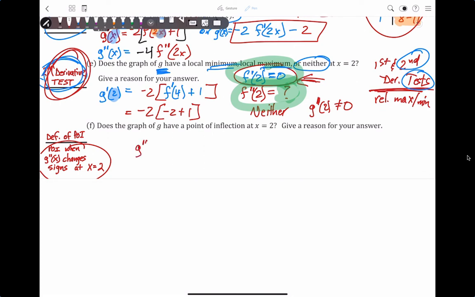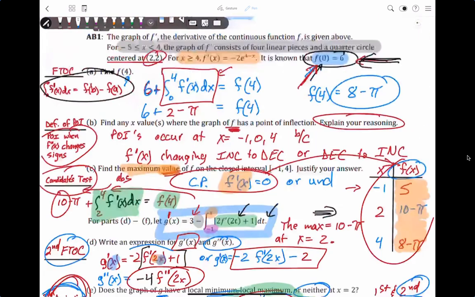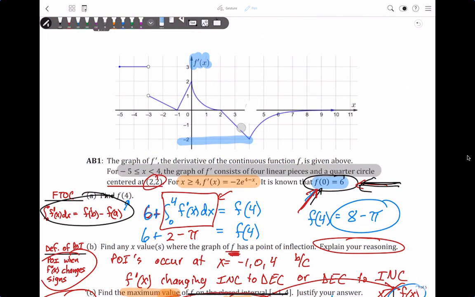G double prime at 2 means I'm going to use this equation. So I'm going to have negative 4 F double prime of 2. And again, because we're looking at 2, it's really going to be F double prime at 4. So what's this derivative, or F double prime at 4? Well, at 4, because this is F prime, the derivative would be, what's the slope? What's the F double prime at 4 going to equal?